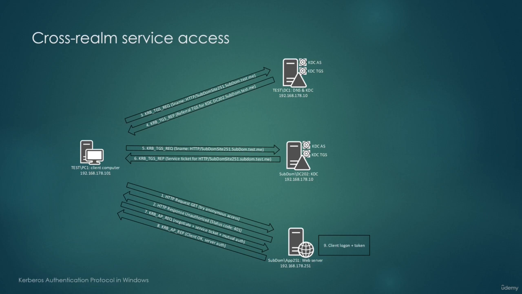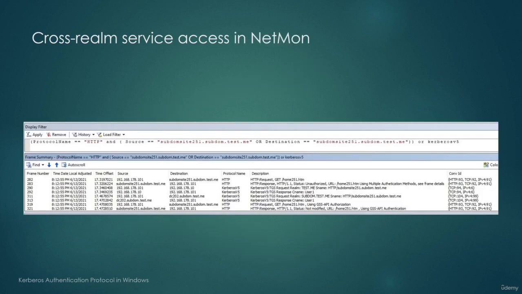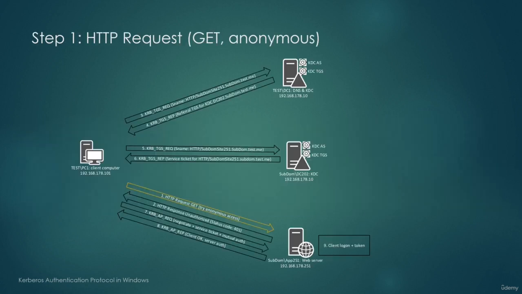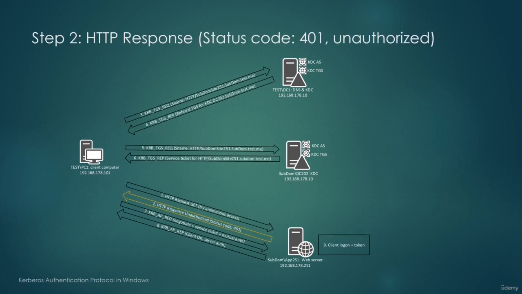Here we have a user with an account in the test.me domain accessing a web server app251 with an account in the subdomain called subdom.test.me. Here is the entire conversation recorded in Network Monitor. Again, the client tries accessing the server without authenticating itself, and the server responds with a 401 unauthorized error.